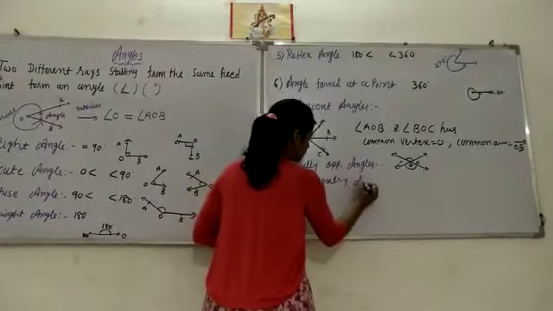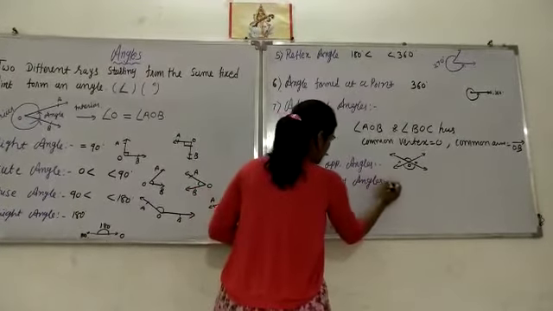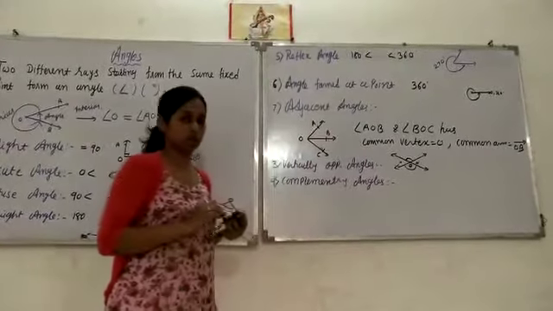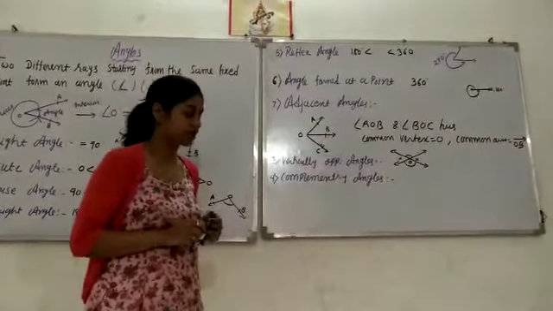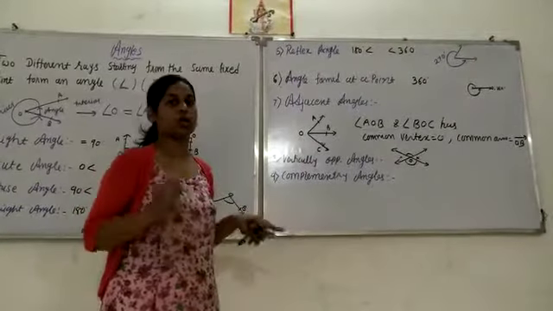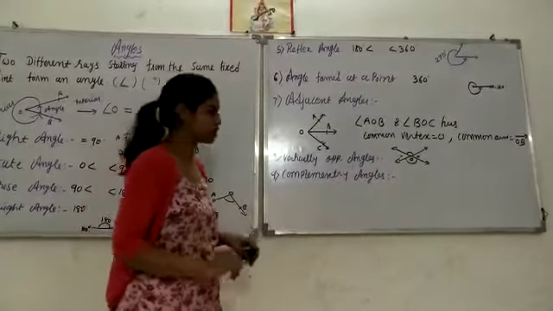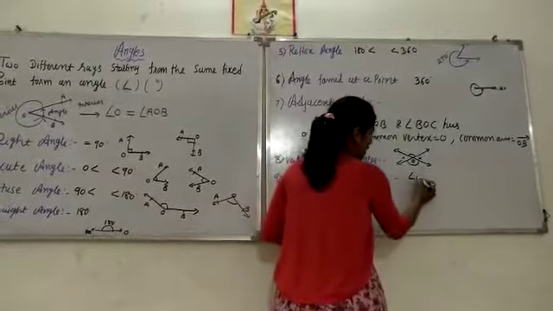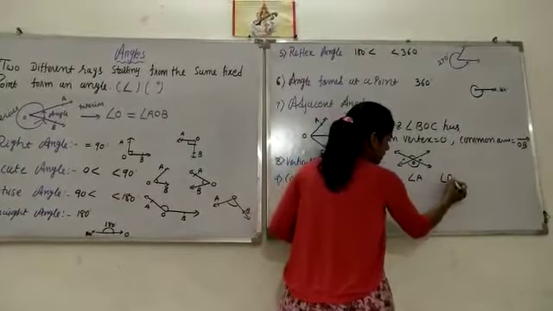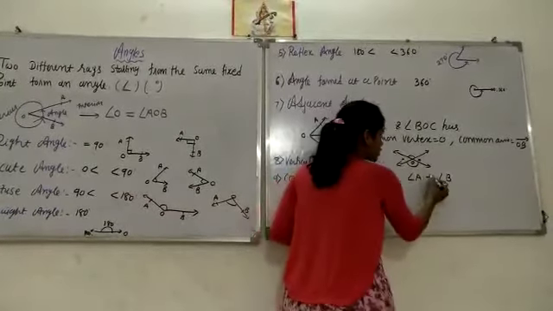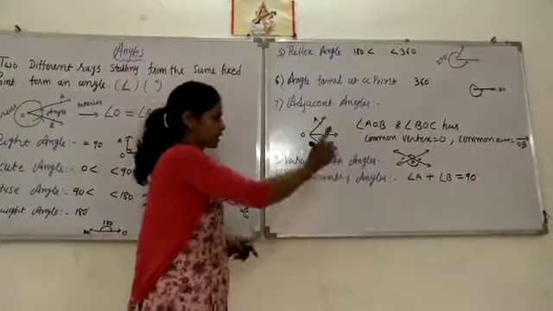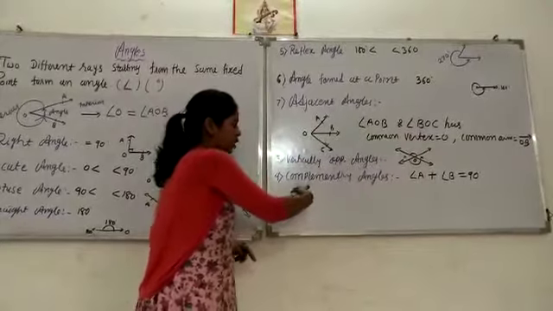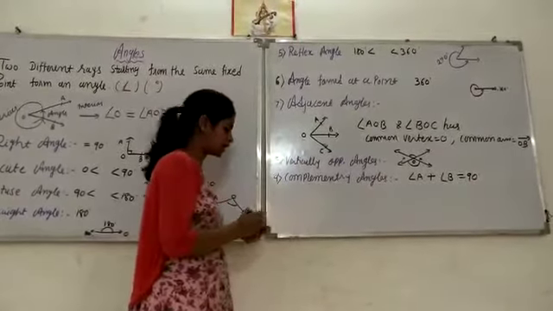Complementary angles. Those two angles whose addition is 90 degrees are called complementary of each other. If you have one angle A and another angle B, and the addition of these two angles is 90 degrees, then you can say angle A and angle B are complementary angles of each other.